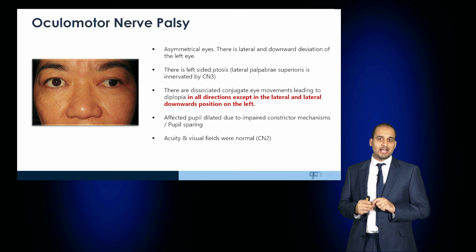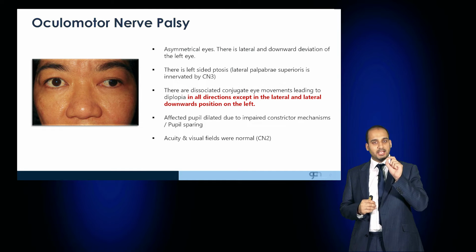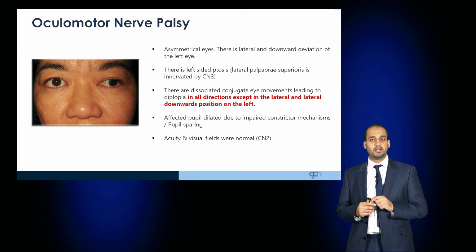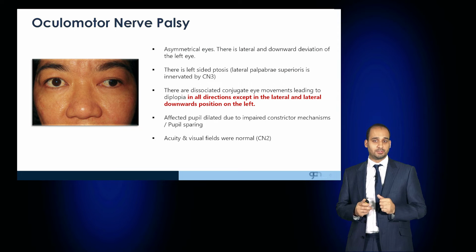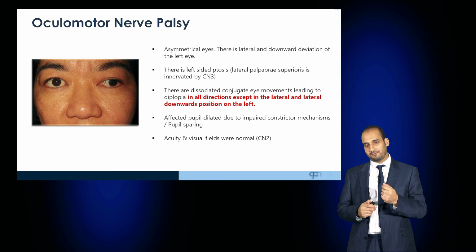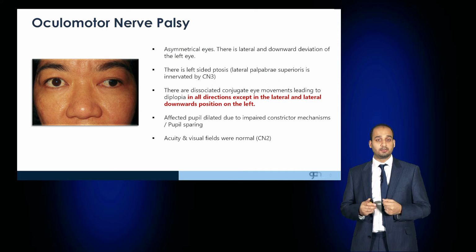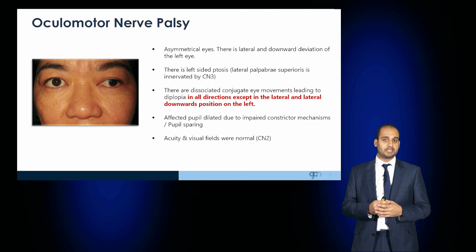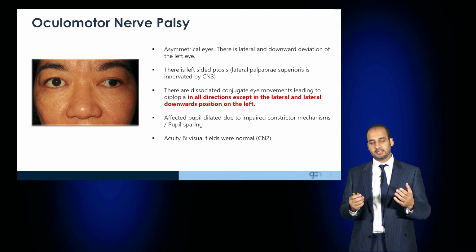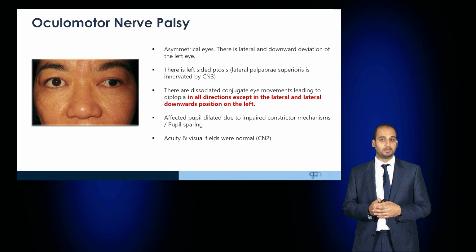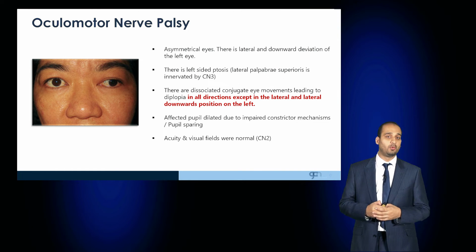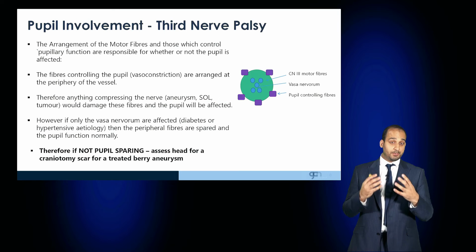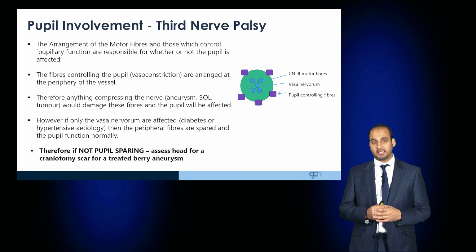The pupil itself needs to be carefully examined for whether or not the pupil is normal, dilated or constricting. If the pupil is affected, then that's known as a surgical palsy, and if the pupil is spared, then that's commonly known as a medical palsy, and we'll explain that in a moment. With an oculomotor nerve palsy, acuity and visual fields would be expected to be normal. So the pupil must be examined carefully.